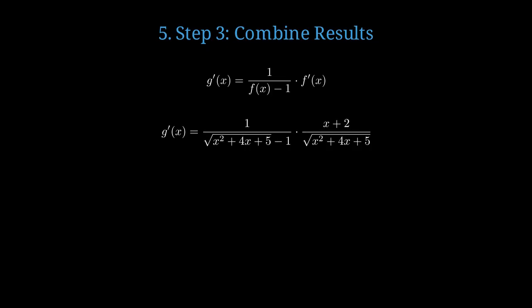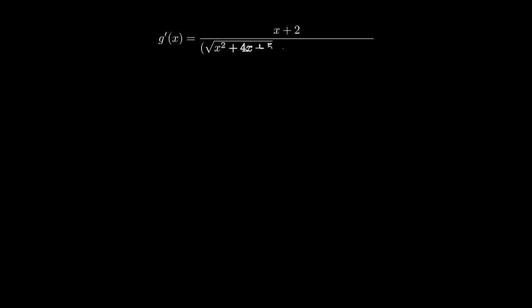Now let's combine our results to get the final derivative of g of x. We found that g prime of x equals 1 over f of x minus 1 times f prime of x. Substituting in our expressions, g prime of x equals 1 over the square root of x squared plus 4x plus 5 minus 1 times x plus 2 over the square root of x squared plus 4x plus 5. Combining the fractions, we get x plus 2 in the numerator and the square root of x squared plus 4x plus 5 minus 1 times the square root of x squared plus 4x plus 5 in the denominator.